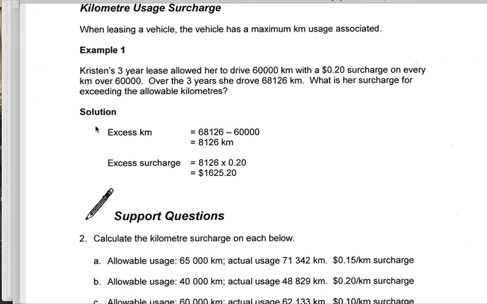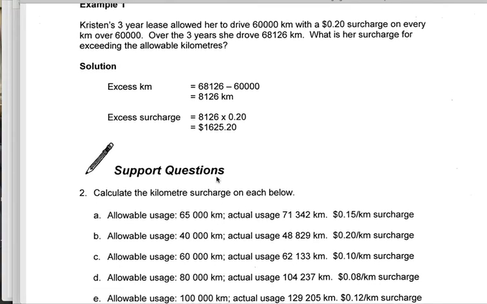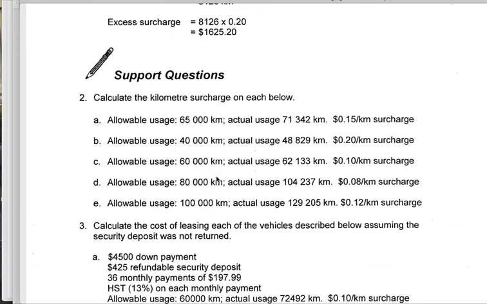So first we're going to find the excess amount of kilometers, which is taking the entire amount of kilometers driven minus the allowable amount of kilometers driven to get excess of 8,126. So this is the amount of kilometers she drove over what she was allowed. Multiply that by 20 cents and her surcharge would be $1,625.20.